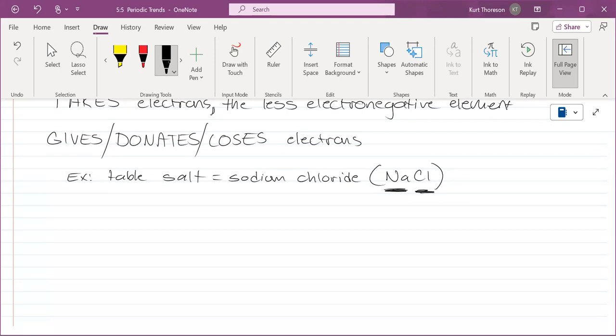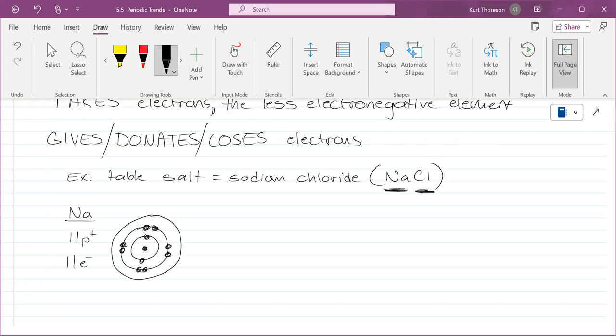Here's how it works. Here's sodium: 11 protons, 11 electrons. Please draw it. 1, 2, 1, 2, 3, 4, 5, 6, 7, 8, one. And you have already said correctly, sodium has 1 valence electron. So the next question I'd like to ask you is, is it stable by itself? No, easy.